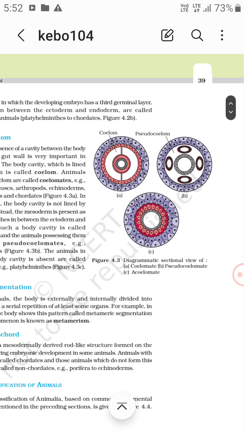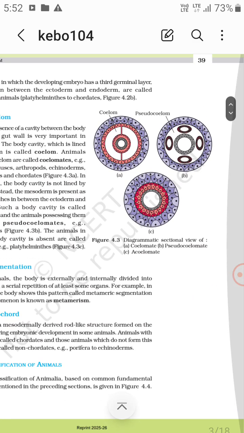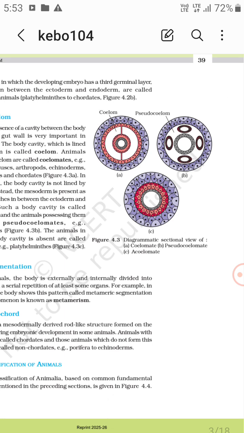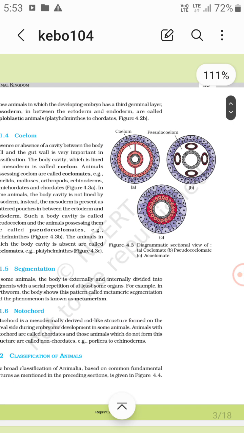So, you can see the diagrammatic section view of coelomates, then pseudocoelomates, and then acoelomates that show no body cavity. In the first, the body cavity is lined by the mesoderm. In pseudocoelomates, the mesoderm is present as scattered pouches.